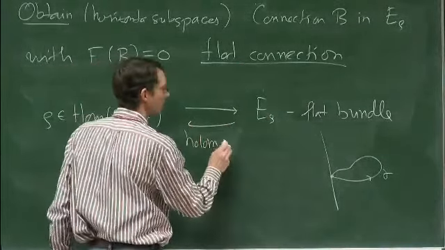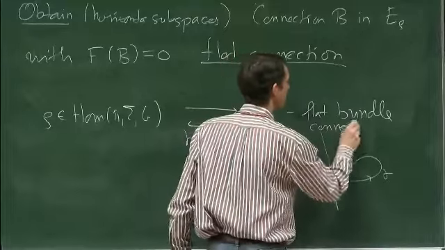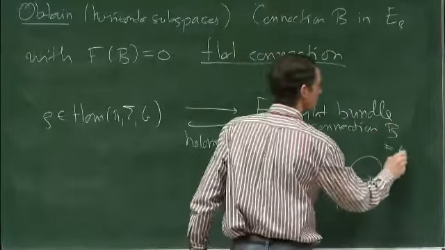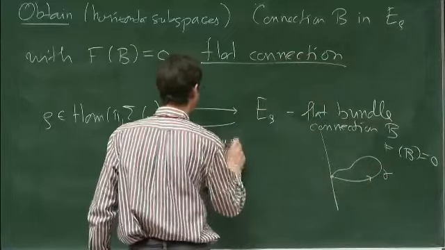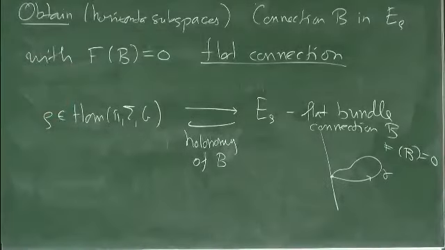So the holonomial. So the connection is B. Curvature 0. Holonomial of B. We'll take you back and give you your representation back.